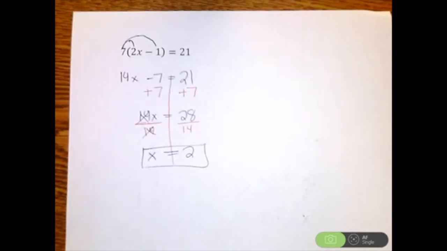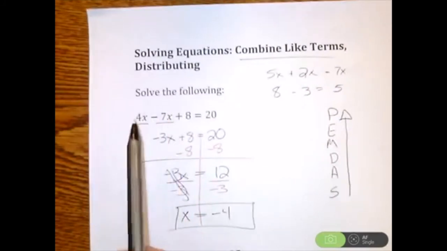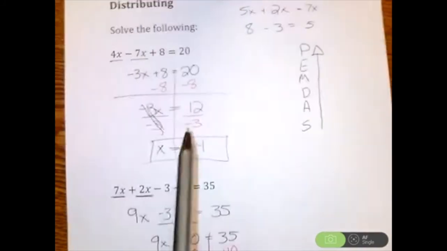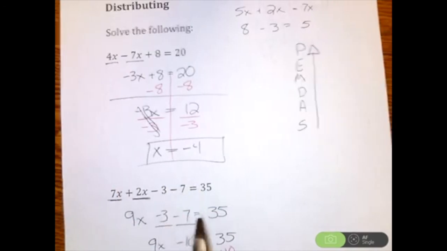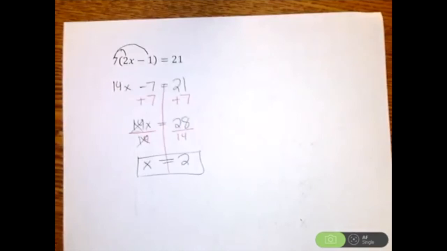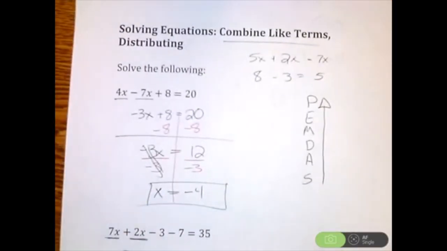Moral of the story here is before you draw that line to start solving, always look and see if you could combine like terms, whether that be the x's, your variables, or your integers like negative 3 and negative 7. If you see parentheses, I would go ahead and distribute there and then solve from there after combining like terms. So that was solving equations, dealing with combining like terms and distributing.